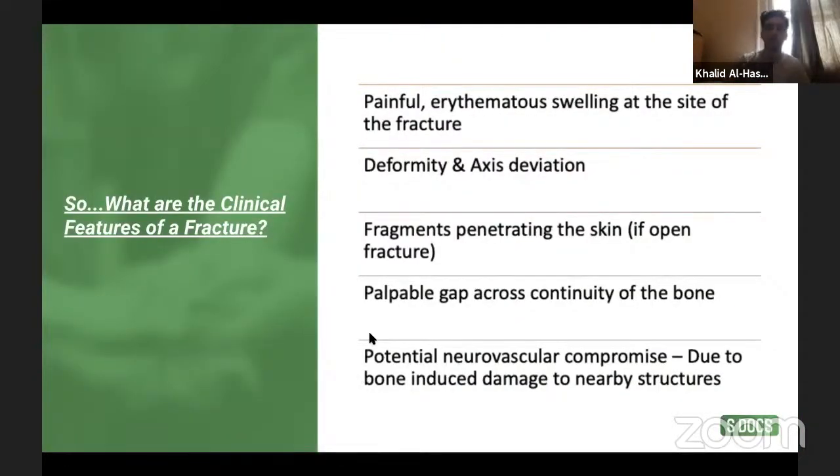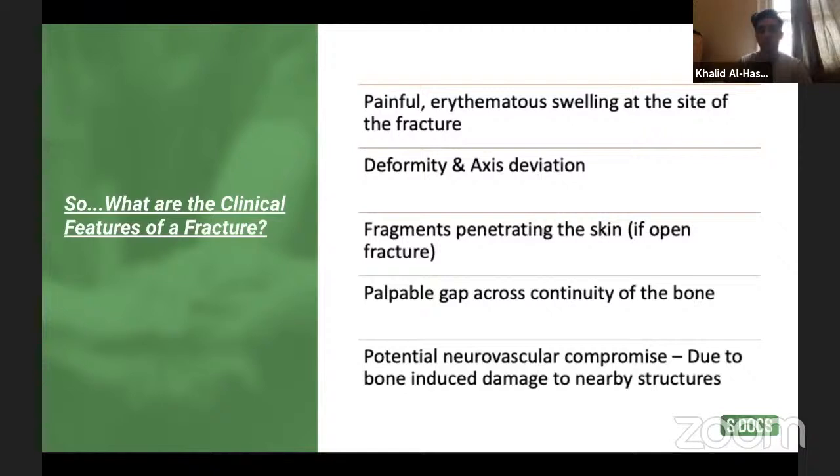This is fairly straightforward. If you generally tend to think about a fracture, like we said before, it is a loss of union. So if there is a loss of union, naturally what we'll see is a painful erythematous swelling at the site of the fracture. So there would be redness and swelling along the site of the fracture itself. Deformity and axis deviation. This relates back to the angulation of the fragments of the bone. Fragments penetrating the skin. If it's an open fracture, you will see portions of bone passing through the actual soft tissue.